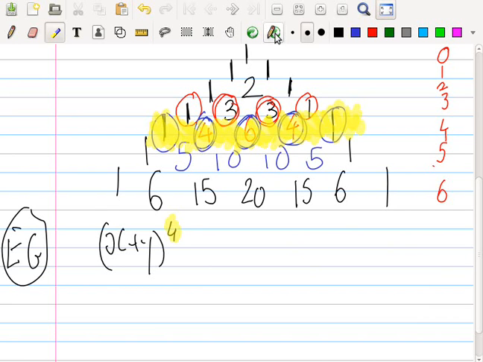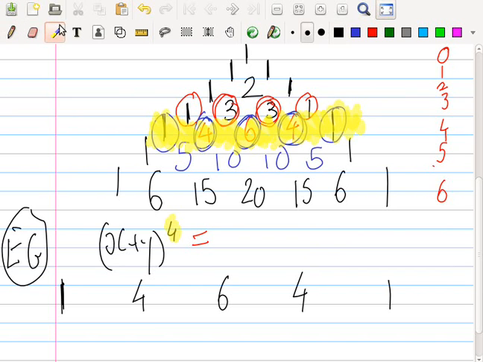So highlight that. That's what you want. Okay. Then what you do, equals, I write down all of these numbers. 1, 4, 6, 4, 1. So far okay? Yes? So all I've done is copied this row down here.